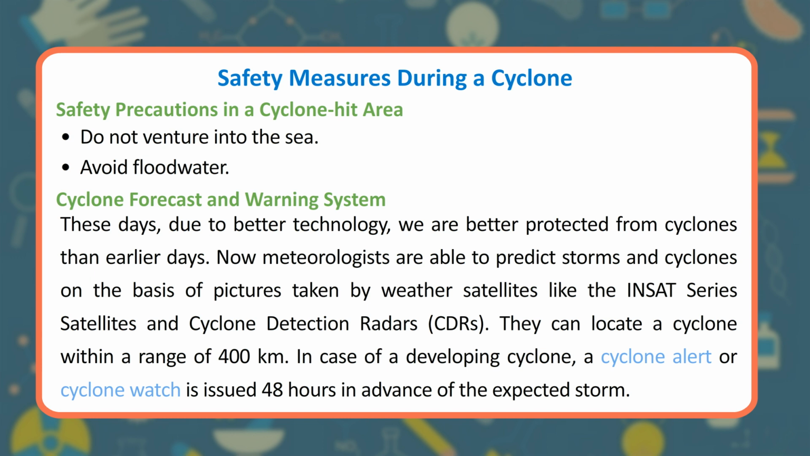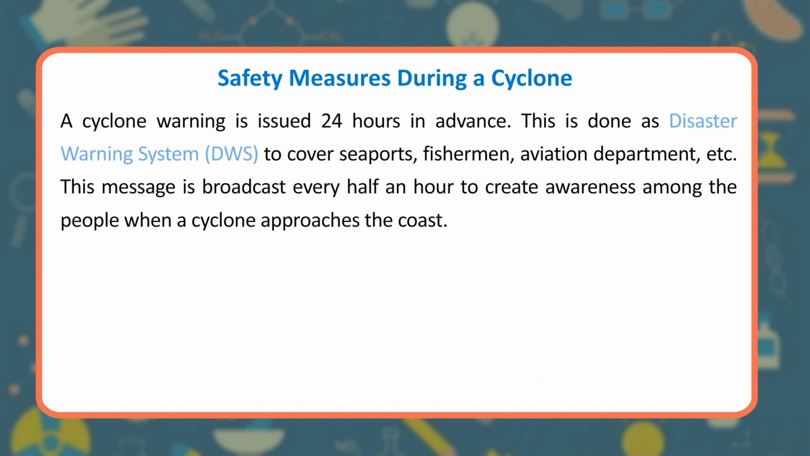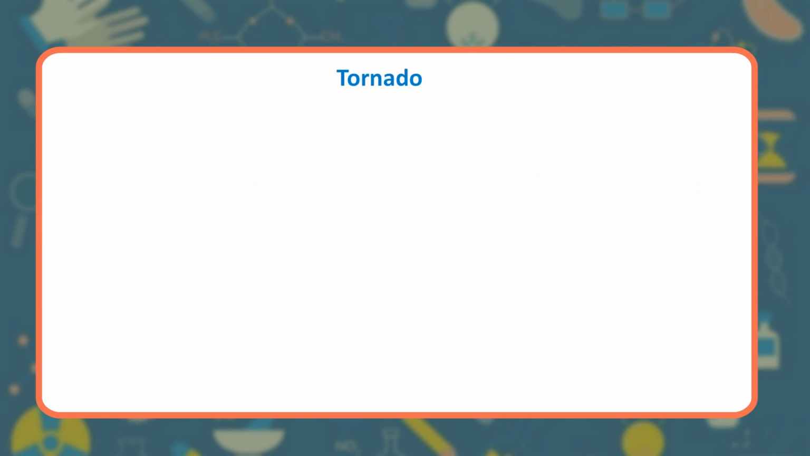In case of a developing cyclone, a cyclone alert or cyclone watch is issued 48 hours in advance of the expected storm. A cyclone warning is issued 24 hours in advance. This is done as Disaster Warning System, DWS, to cover seaports, fishermen, aviation department, etc. This message is broadcast every half an hour to create awareness among the people when a cyclone approaches the coast.